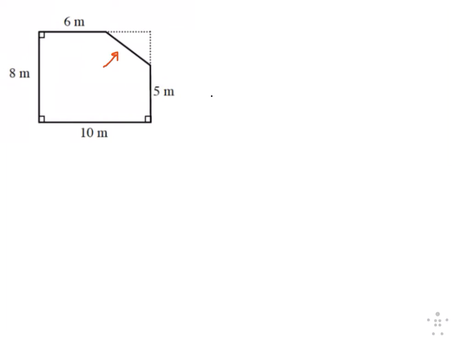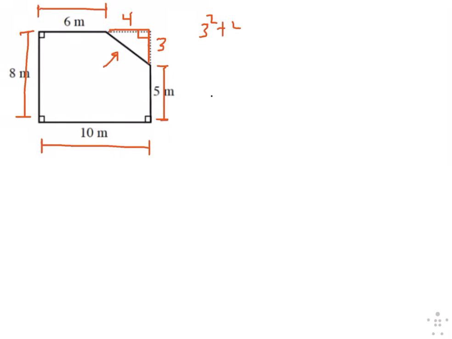But we notice that we have a right triangle, right? We have a right triangle, and we're looking for the hypotenuse. So from here to here is 6, but in this rectangle it's 10. So this is the difference, which is 4. And this side is 8. And from here to here is 5 of that 8, so there's 3 remaining.